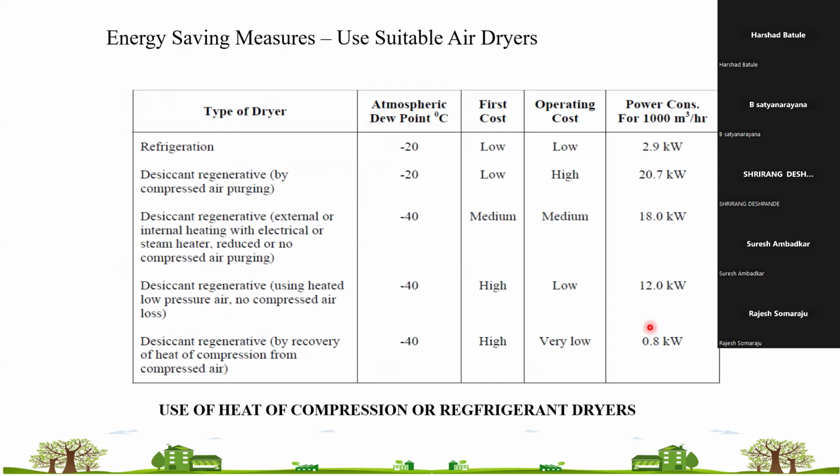They use your discharge heat to remove the moisture. And how can moisture be removed from any air? You have to lower the dew point of the air. So in heat of compression, we can reduce the dew point, and we can optimally reduce the moisture from the system. So refrigerant and HOC dryers are nowadays popularly used.